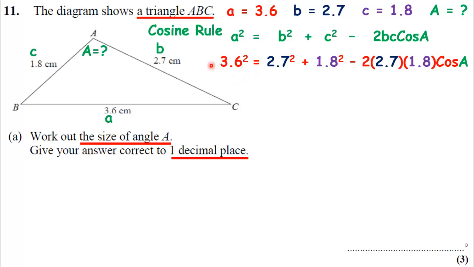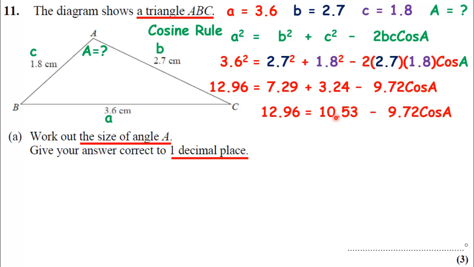I'm going to go to my calculator and work out each of these. 3.6 squared is 12.96, 2.7 squared is 7.29, 1.8 squared is 3.24, and if I multiply 2 by 2.7 by 1.8, I get 9.72. That's multiplying the cos A, but remember, that's what I want to work out. I want to first work out cos A before I can work out the angle A. Let's tidy this up a bit further. 7.29 plus 3.24 gives me 10.53.